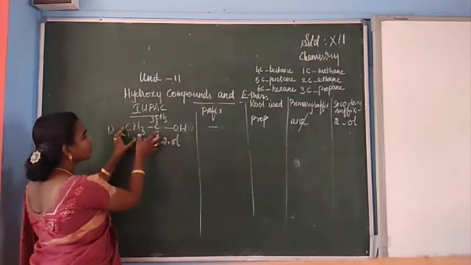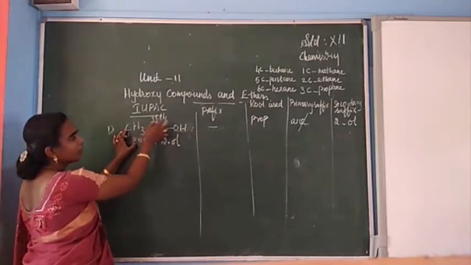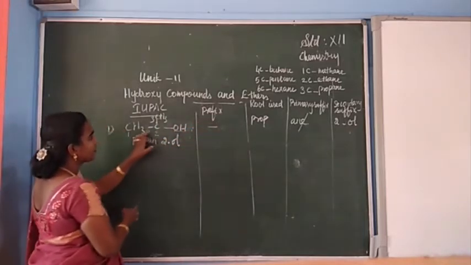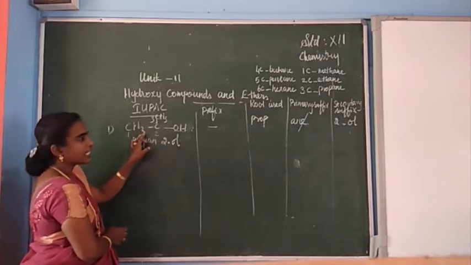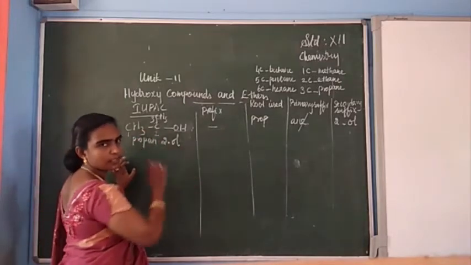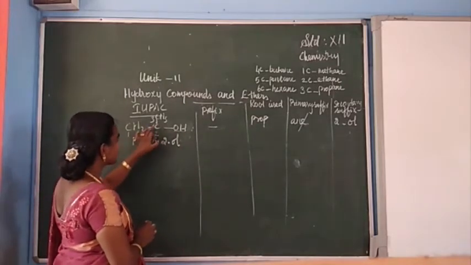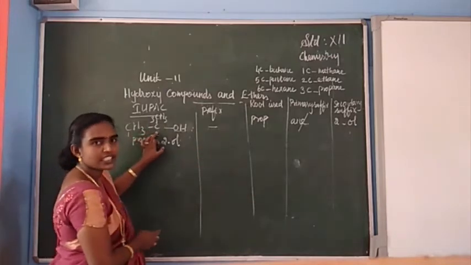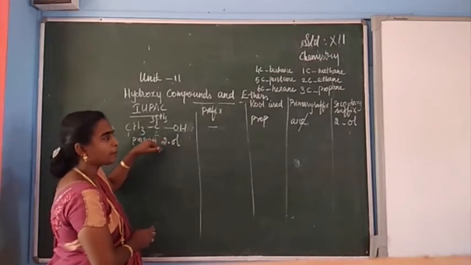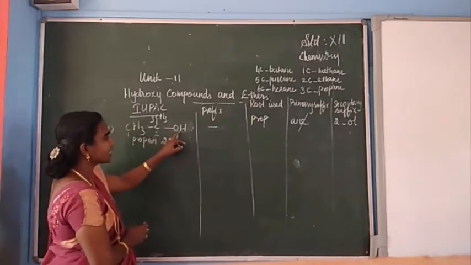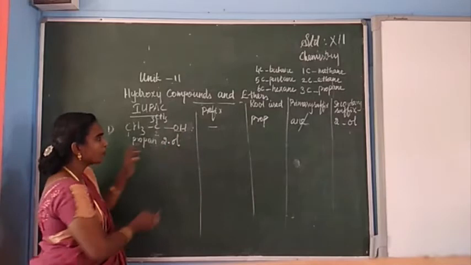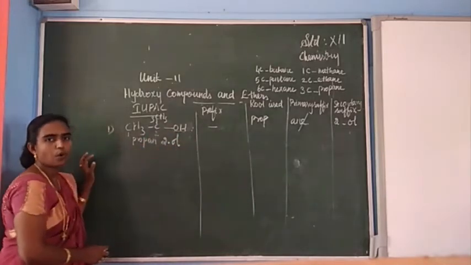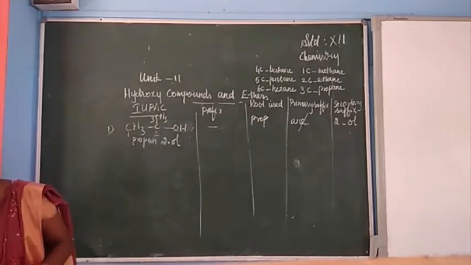Afterwards, the root word means the number of carbons. If the number of carbons is 3, it is prop. Then primary suffix, double bond or single bond. Saturated or unsaturated is mentioned in the primary suffix. Here it is saturated, so ane. Secondary suffix, that we have to mention with the number position. Secondary suffix means the functional group. So the functional group is in second position, so it is 2-ol. Next example.